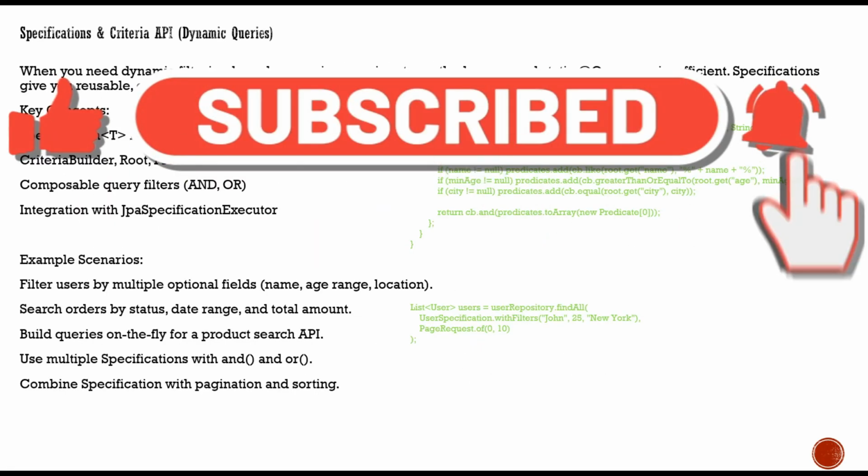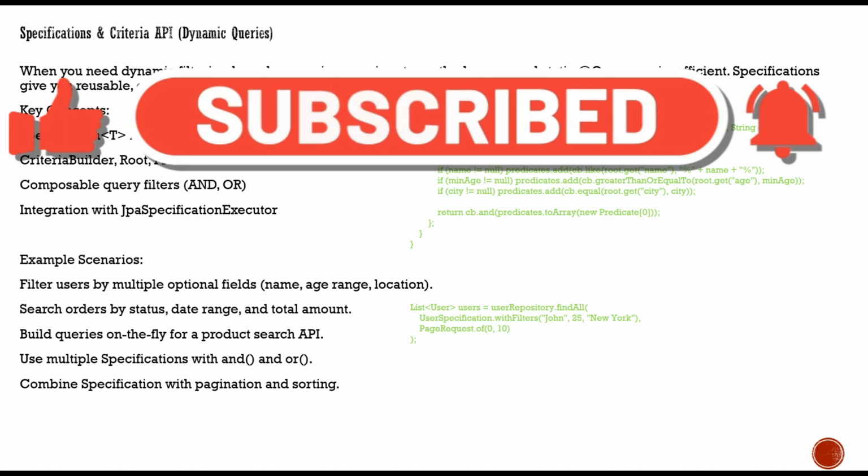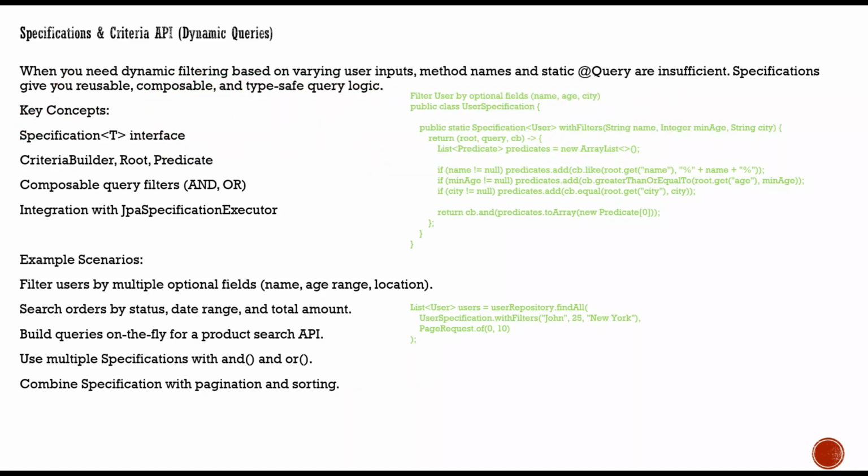Now the very first thing we are going to discuss is specification and criteria. So these are dynamic queries. Now this is advanced because of the dynamic filtering based on the user inputs. Method names, static queries, etc. are not sufficient. So what we have to do is give the specification, which is reusable, composable, and type-safe logic we can include over there.